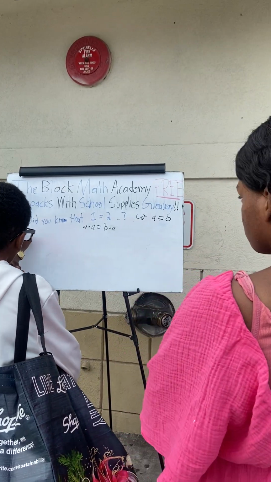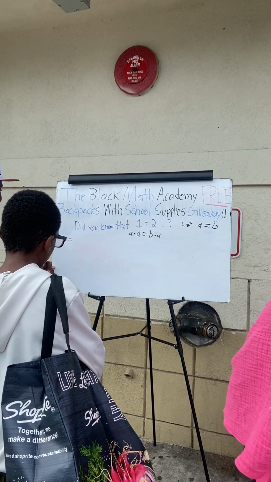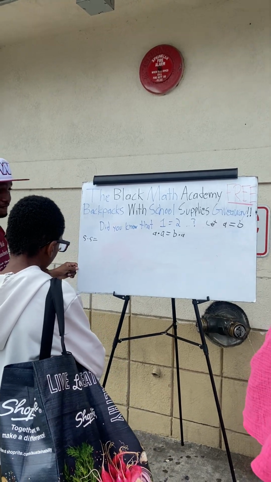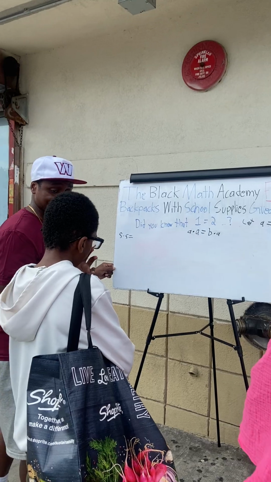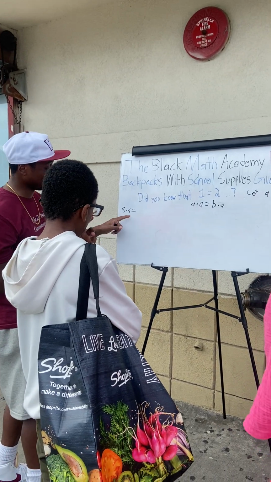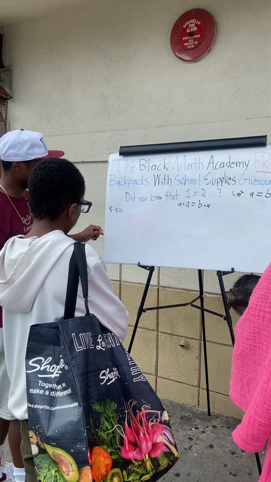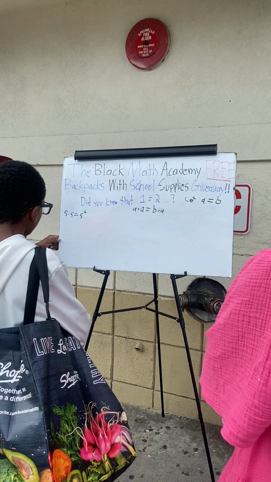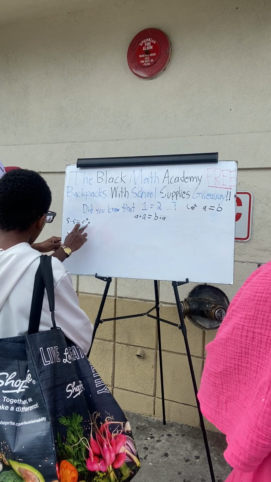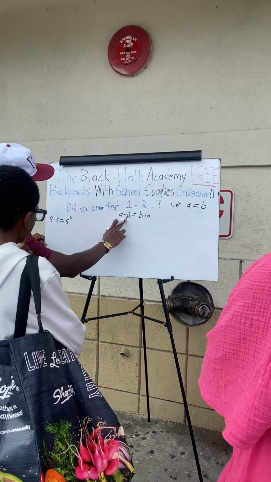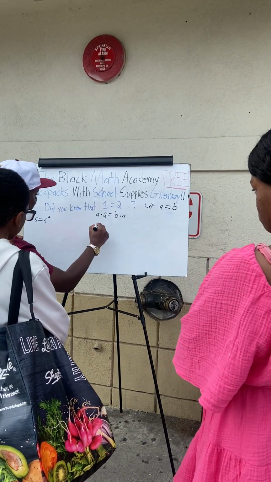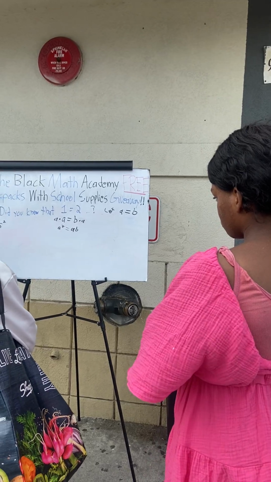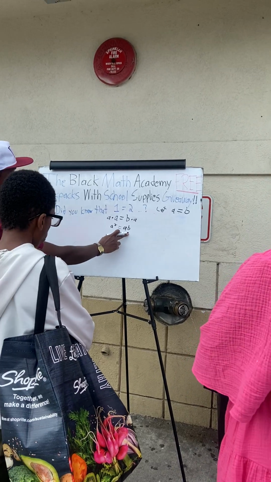If I said 5 times 5, what's another way of saying it? How many of these numbers do you see? When you multiply the same thing twice, it's called a square. Same thing here. A times A would be A squared. So A squared equals B times A, which is just A squared equals A times B.